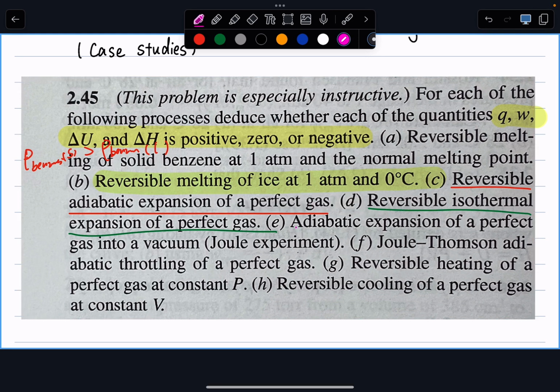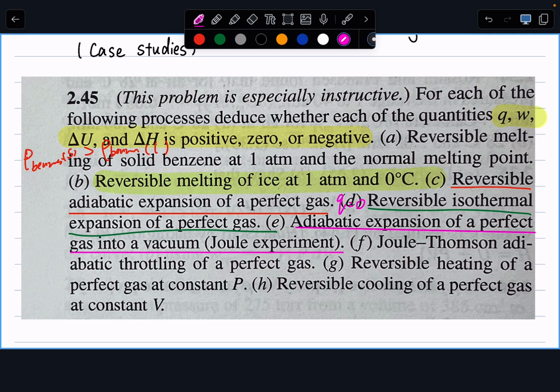Okay, next one. Adiabatic expansion of a perfect gas into vacuum. So this one, again, we'll read it. What do we know? We have adiabatic expansion, so adiabatic tells me my Q equals 0. We're expanding a perfect gas into vacuum. So this is our Joule experiment setup. Remember, it's adiabatic expansion. You start from a cylinder of gas, you have a valve, you open it up, and then that gas slowly expands into vacuum.